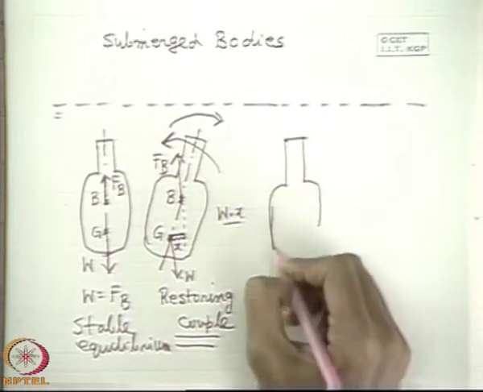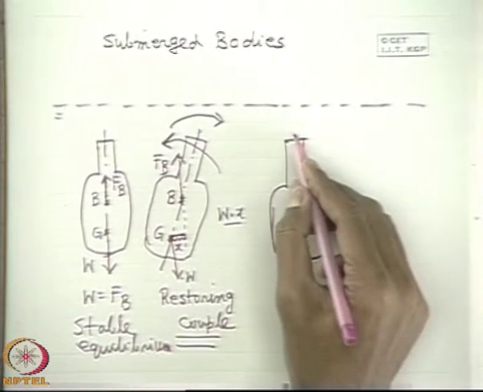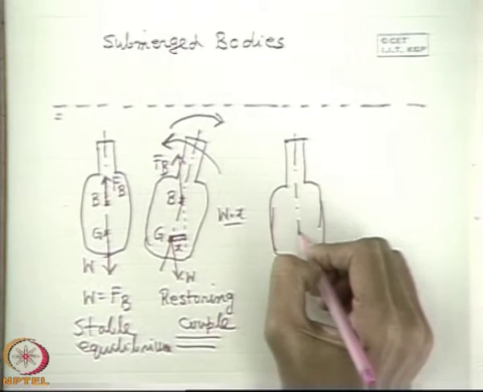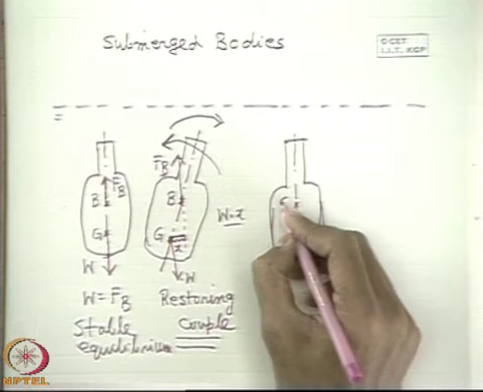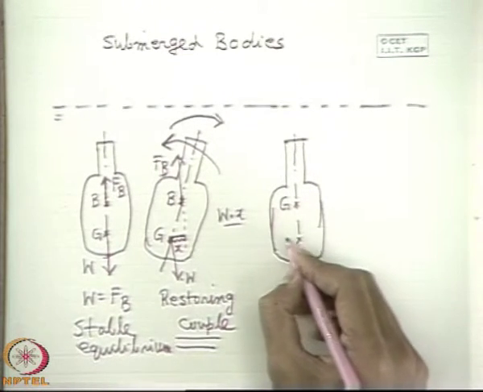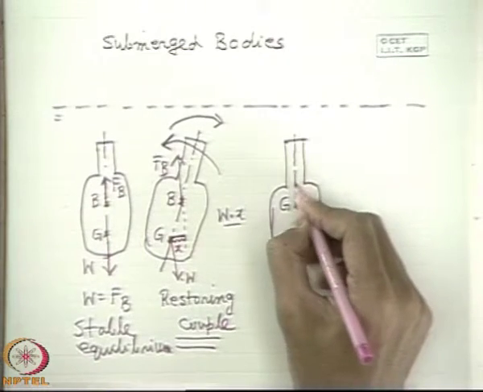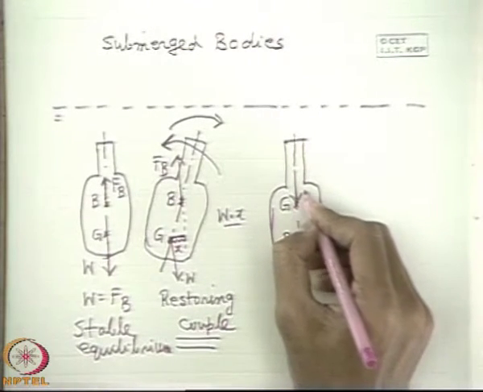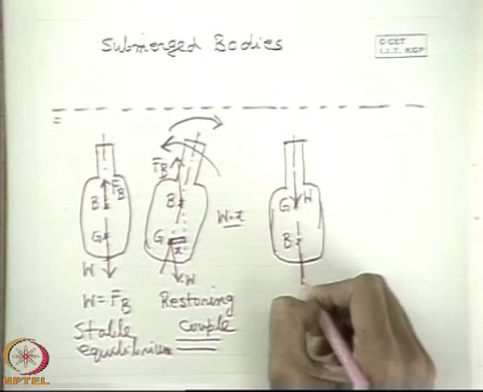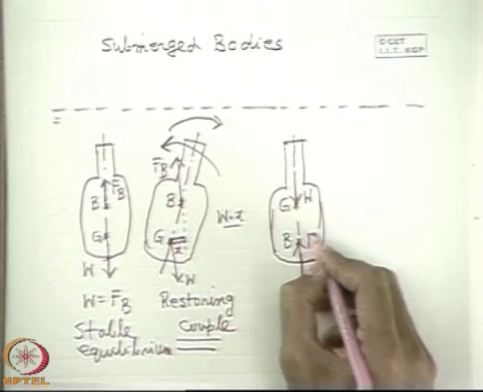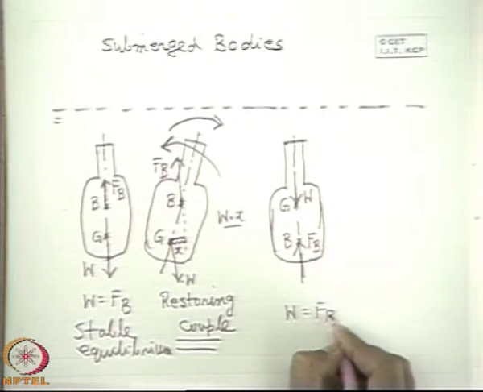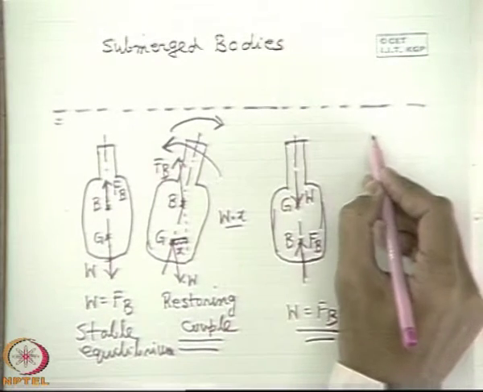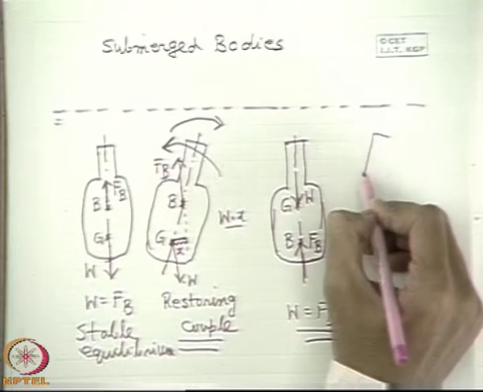The distribution of the mass over the volume is such that the body is top heavy. That means G is here, and B is below G. Through G the weight of the body acts, and through B the buoyancy force acts. But it is in equilibrium, that means W equals FB. This is valid.